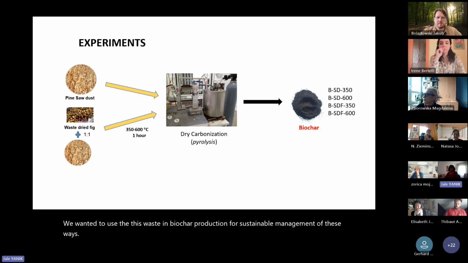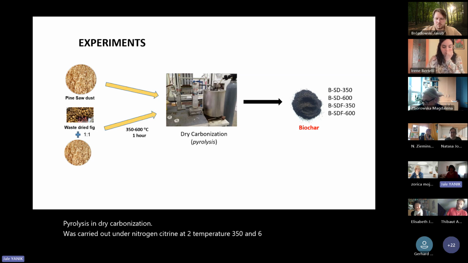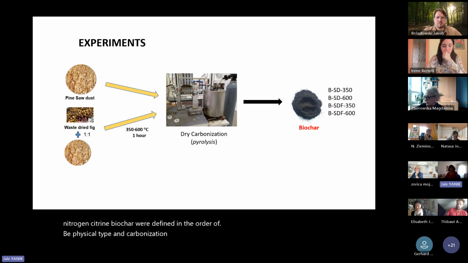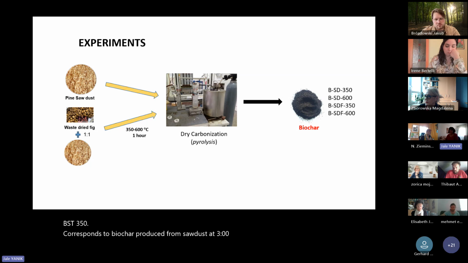Pyrolysis in dry carbonization was carried out under nitrogen atmosphere at two temperatures, 350 and 600 degrees Celsius, for 1 hour. Biochars were named in the order of B, feedstock type, and carbonization temperature. For example, this BSD350 corresponds to biochar produced from sawdust at 350 degrees Celsius.